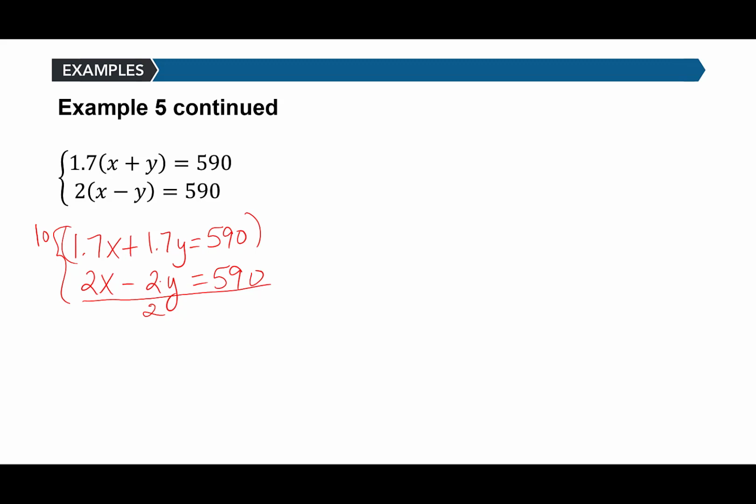So those two actions would give us this new system that is equivalent, but it would be 17x plus 17y, and then 10 times 590 is 5,900. And when we divide by 2 on the second equation, we get x minus y is equal to 295. We can use addition to solve this system.